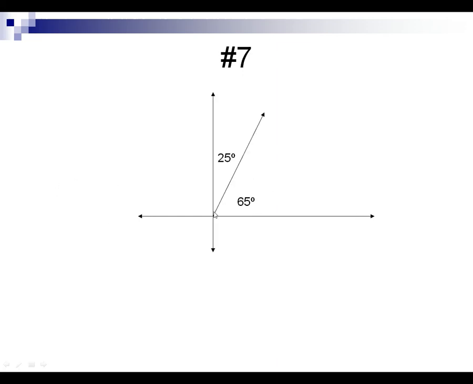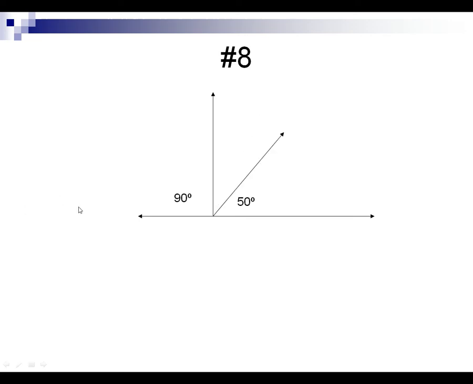All right, if you look here, we have a whole bunch of different lines. We have two lines crossing. We have an angle and another angle that make a straight line. These two angles right here make a 90-degree angle. So if you have 25 and 65, they're next to each other, so they're adjacent. If you add them together, you get complementary angles. They add up to 90 degrees.